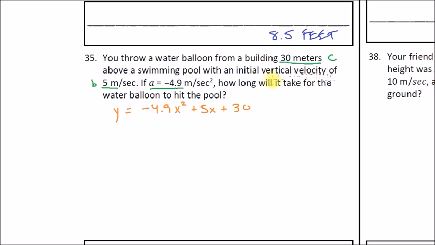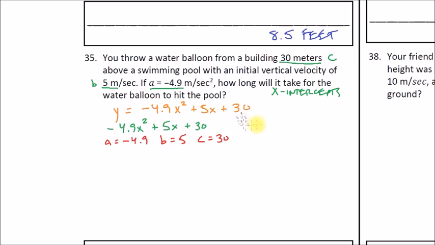Again, how long will it take for the water balloon to hit the pool? We're hitting the pool. That means we are looking for x-intercepts. So let's rewrite our equation and change our y value to 0, since we want to see when it hits the pool, and that's going to be at the x-axis, or 0. Now we can identify a, b, and c. A is negative 4.9, b is 5, c is 30. You work out the rest of the results on your own.